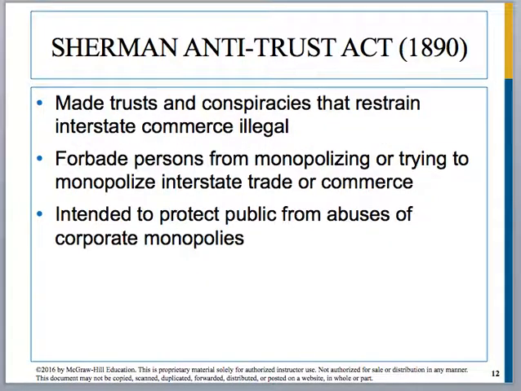In 1890, we have the Sherman Antitrust Act, which made trusts and conspiracies that restrain interstate commerce illegal. So you can't monopolize or try to monopolize interstate trade or commerce, which is interesting because you're seeing these conglomerates of huge entities gobbling up other companies, and there's a monopoly that is forming. Somehow they're getting away with it, maneuvering around it. I don't know. But it's intended to protect the public from abuses of these corporate monopolies.